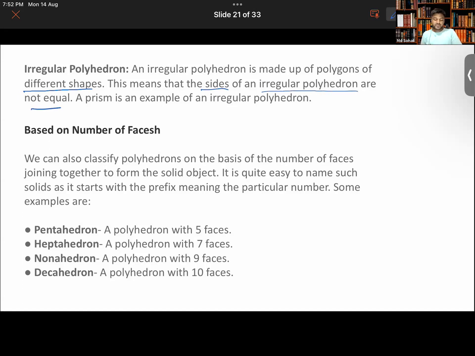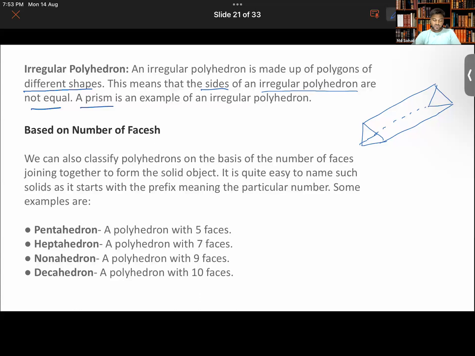For example, a prism. Moments ago we talked about a prism. So here in the prism, are all the sides equal, guys? No, obviously not. Okay, so that is one example. Apart from this, you can have other examples as well.